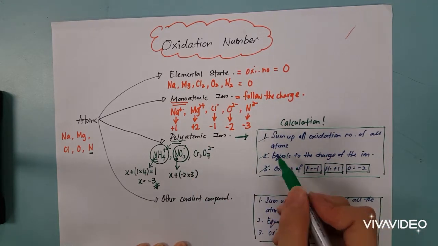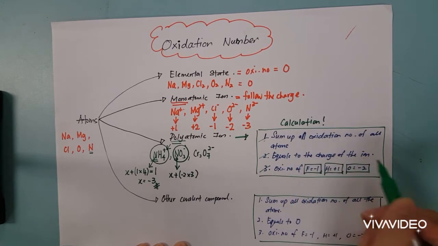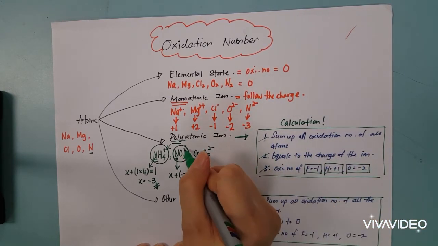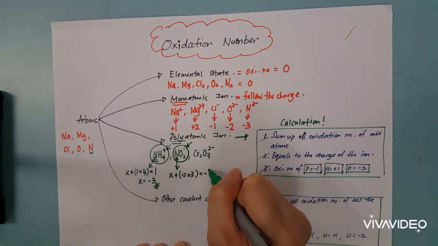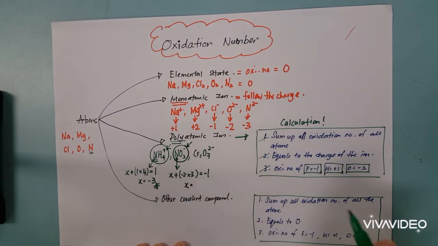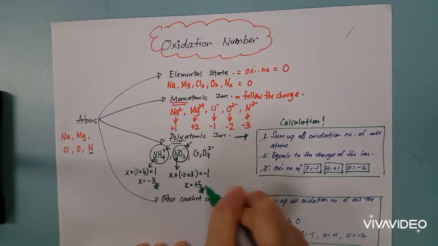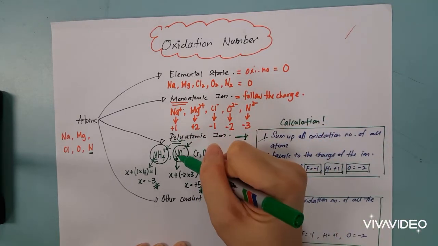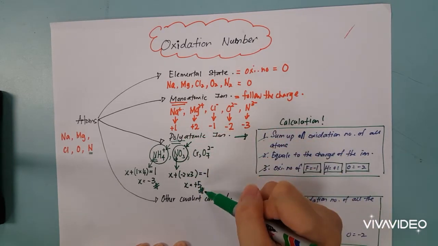Alright, now you have the sum ready, you have to let it equal the charge of the ion. In this case, this ion has an overall charge of -1. So that means I'll put it like this. Therefore, to solve, my X is equivalent to +5. Which means the oxidation number of nitrogen in this polyatomic ion is +5.